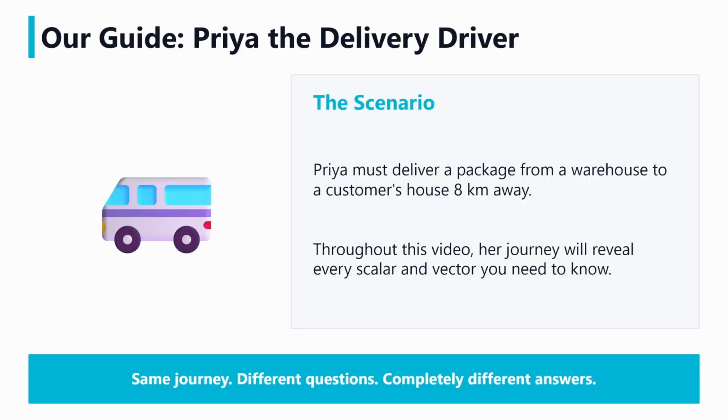Meet Priya. She's a delivery driver and she has one job: get a package from the warehouse to a customer's house 8 kilometers away. Sounds simple, but here's the thing. Depending on what question you ask about her journey, you'll need completely different types of numbers to answer it. And that difference, that's the entire foundation of physics. By the end of this video, you'll know exactly what scalars and vectors are, why the distinction matters, and more importantly, how to instantly tell which one a problem is asking for.